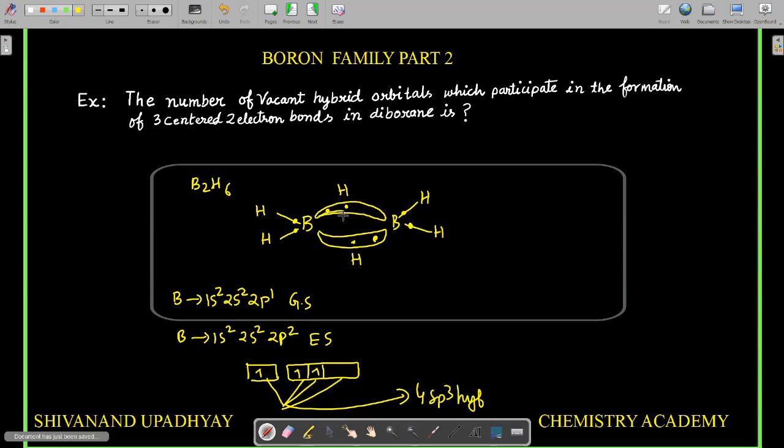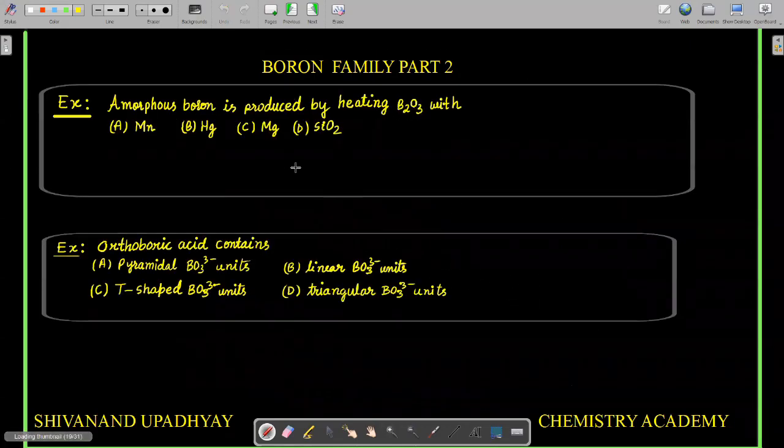So in this banana bond, one boron atom has a half-filled sp3 hybridized orbital, while the other boron atom has a vacant one. So overall, if you see in this complete molecule, there are 2 vacant sp3 hybridized orbitals which are participating in bonding. So this line is given in NCERT, very important for JEE Mains and Advanced.